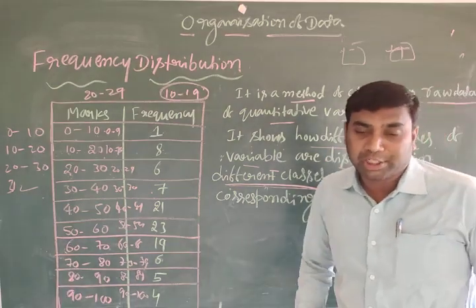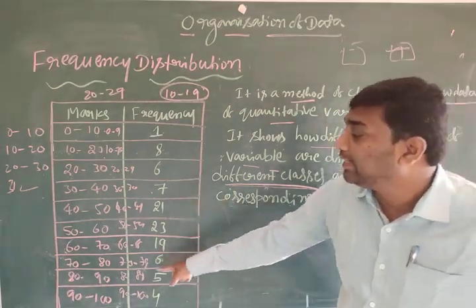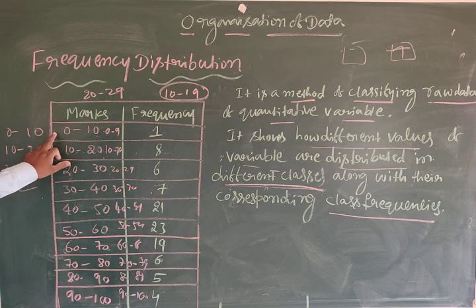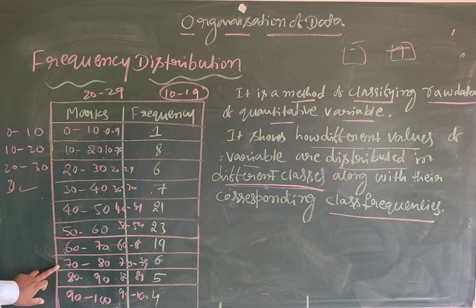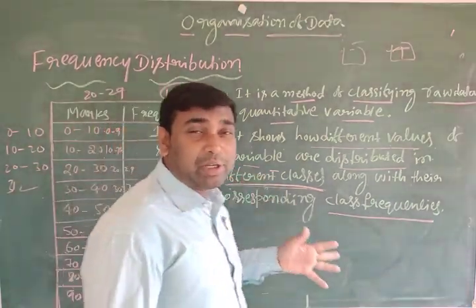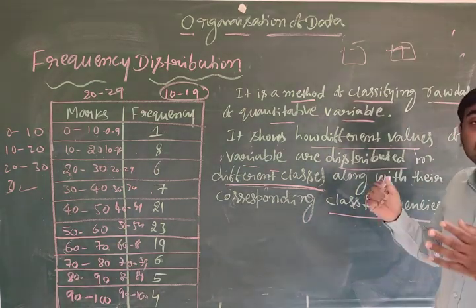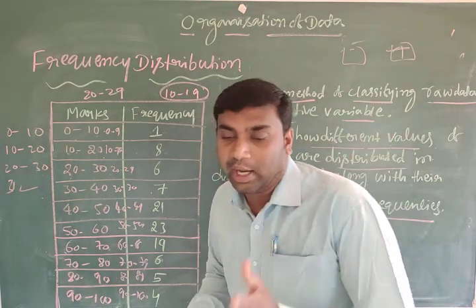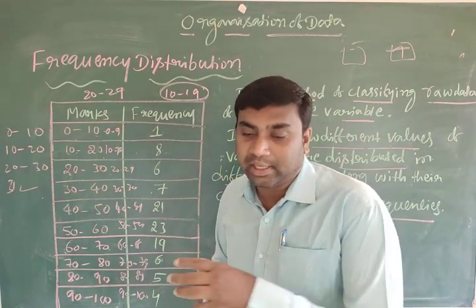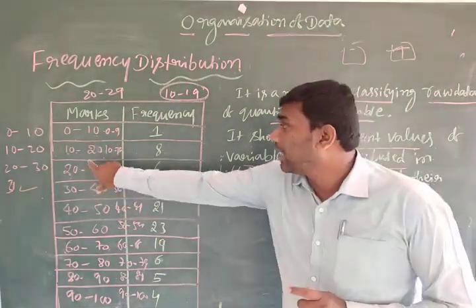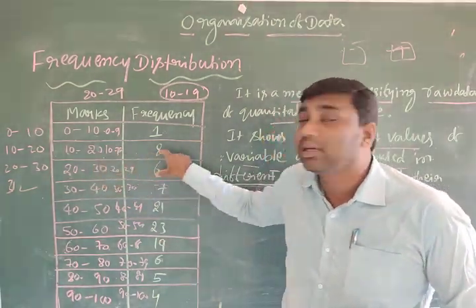And one more explanation here. Here we can observe 10 classes. What are the classes? 1, 2, 3, 4, 5, 6, 7, 8, 9, 10. There are 10 classes. That is 0 to 10, 10 to 20, 20 to 30, 30 to 40, 40 to 50, 50 to 60, 60 to 70, 70 to 80, 80 to 90, 90 to 100. These are called class frequencies.